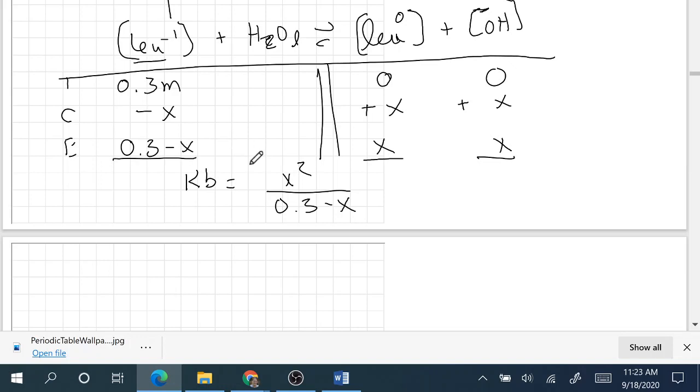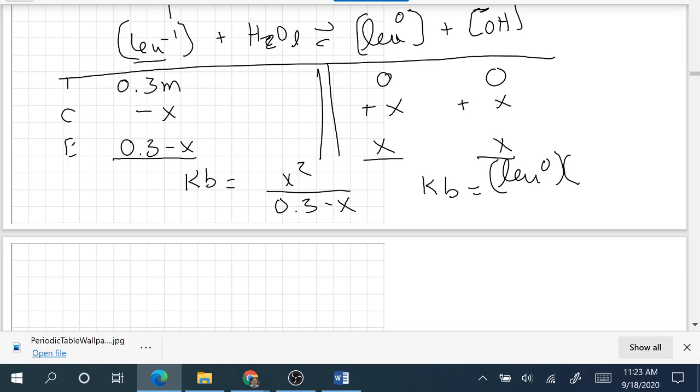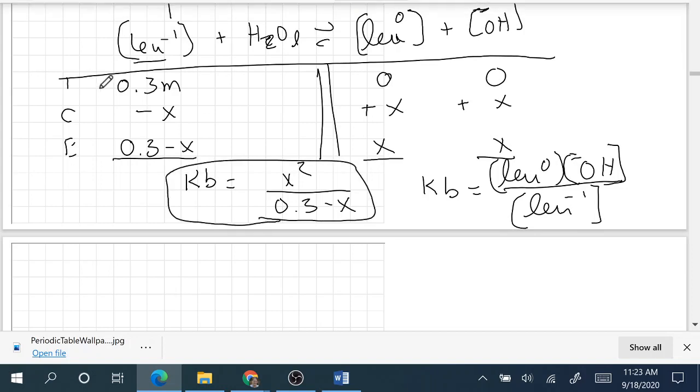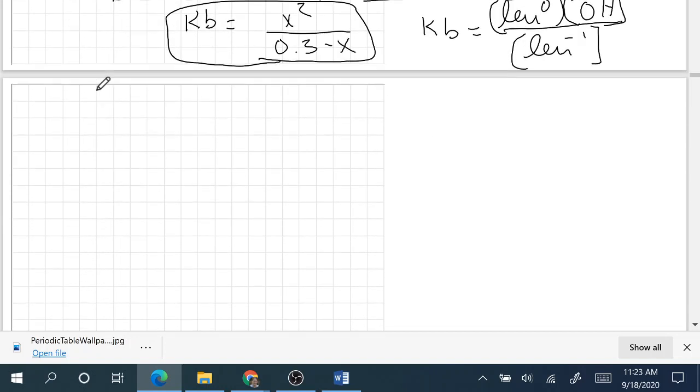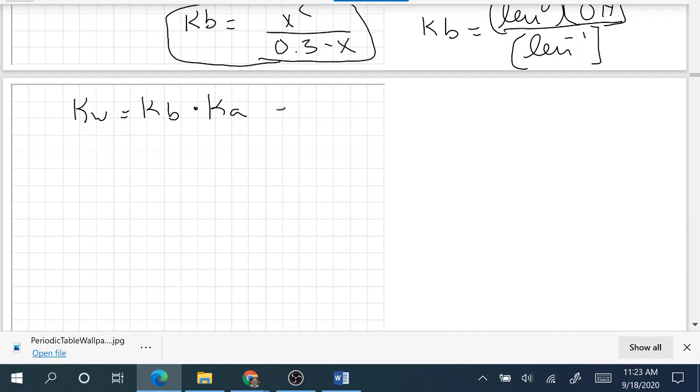Okay, or you could have written, remember, Kb is equal to products, LEU 0, we'll just go ahead and write that in so you don't get confused, times OH minus over LEU minus 1. Okay, so Kb is equal to this when we plug that in. Okay, and also remember that Kw is equal to Kb times Ka. Okay, and that's equal to 1 times 10 to the minus 14.